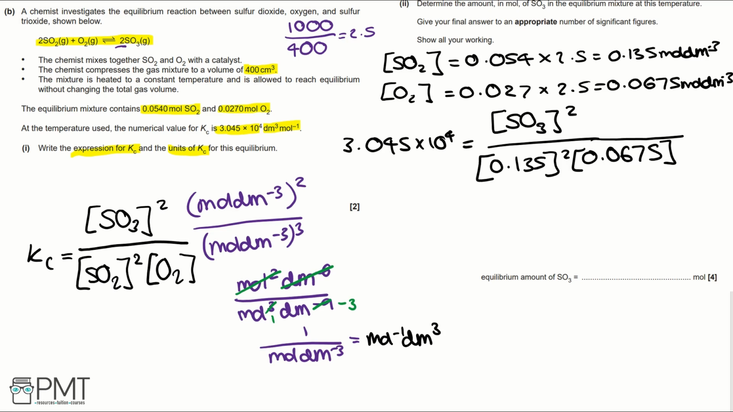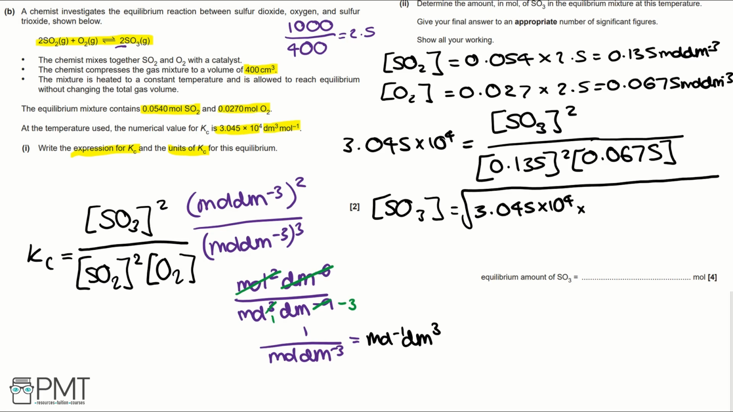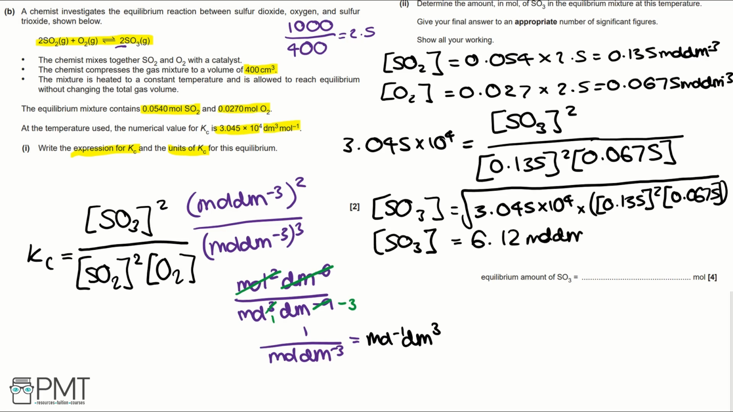Then we're going to rearrange to find the concentration of sulfur trioxide. That would be square root, quite a large square root, because we're going to take 3.045 times 10 to the 4 and multiply it by the whole denominator. So that would be 0.135 square bracket squared times 0.0675 as our complete denominator multiplied by our value for Kc. That gives us the concentration of sulfur trioxide at 6.12 moles per decimeter cubed.